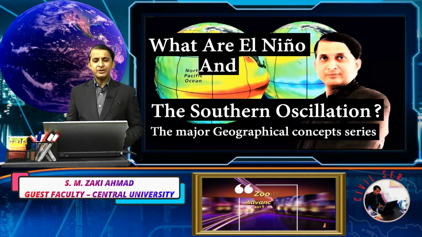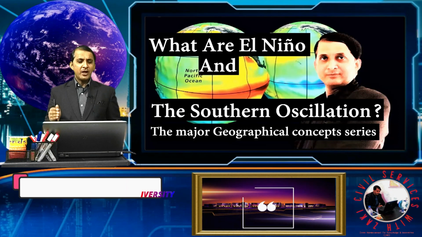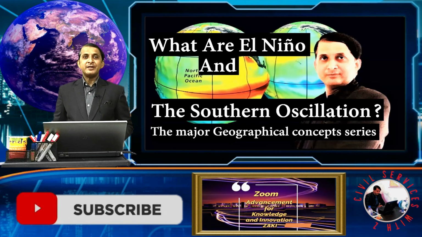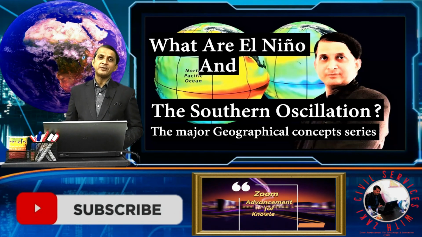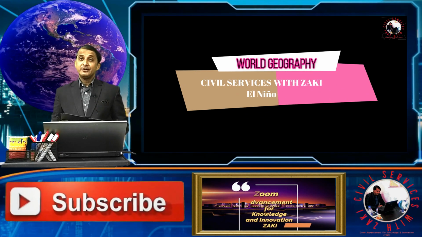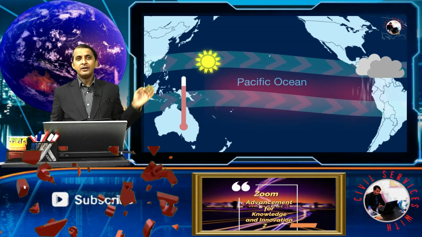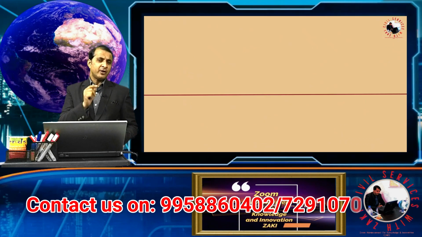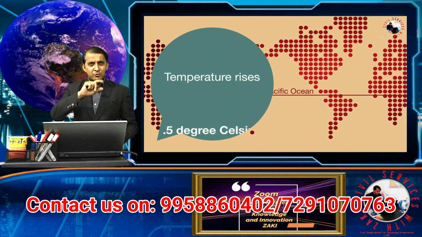Today we are going to discuss what El Nino and the Southern Oscillation are. As you know, this is related to the major geographical concept series, and my geographical concept series is based on the best graphics and best animation, as you see here. This topic, El Nino and the Southern Oscillation, is very significant from the UPSC point of view.